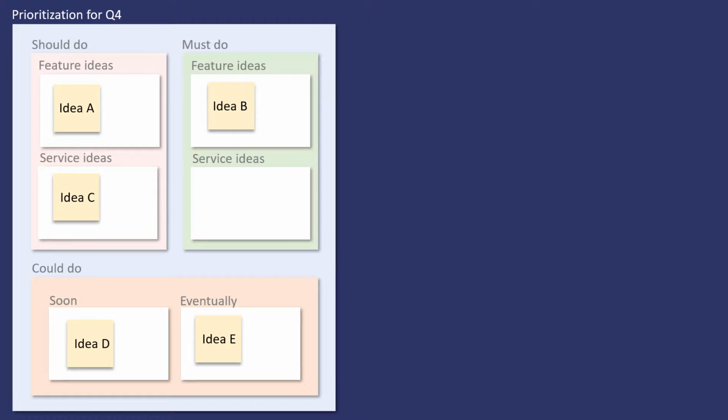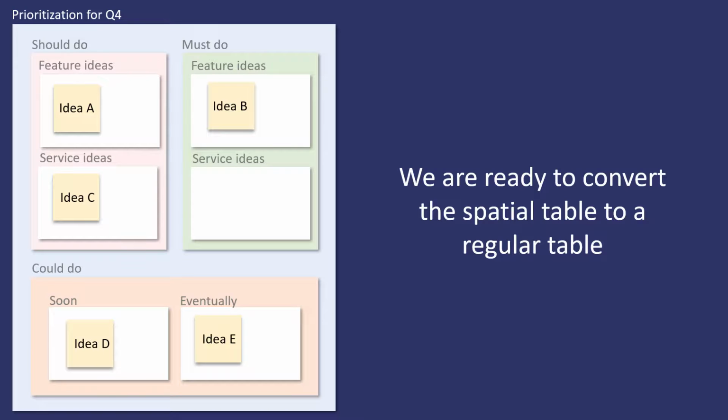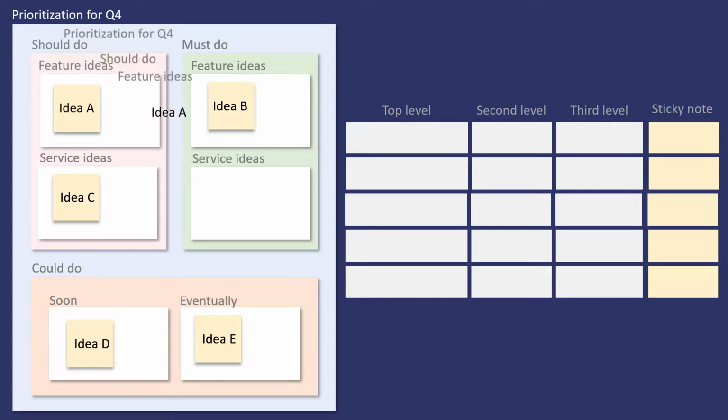We are about to do a trick that using the mappl-io spatial tables app makes possible. We would look at the spatial distribution of rectangles and text boxes and sticky notes and convert them to a regular table with a specified structure. Do you see what we just did? We just took the categories from the spatial table, the hierarchy of categories there, and we converted them to columns in a regular table, where we have a top level category, a second level category, a third level category, all represented as columns, in addition to a column that represents our sticky notes, our data.